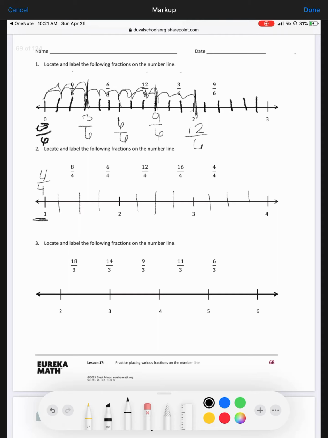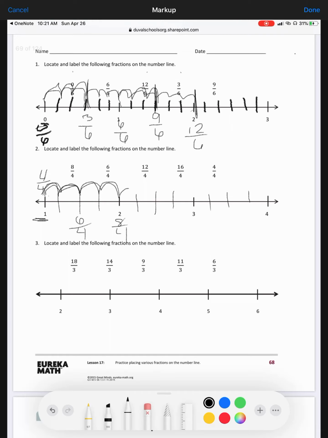8/4. I just jump over my 8 spaces. 1, 2, 3, 4. And I'm starting from 4/4. So 4/4, 5/4, 6/4, 7/4, 8/4. So 8/4 is right here. 6/4. Well, I'm at 4/4 where we begin. 4/4, 5/4, 6/4.